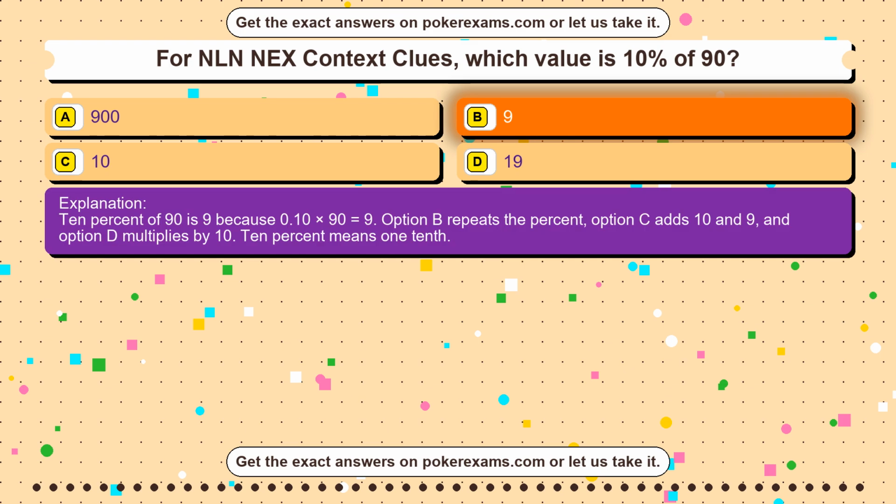10% of 90 is 9 because 0.10 times 90 equals 9. Option A multiplies by 10, option C repeats the percent, and option D adds 10 and 9. 10% means 1/10.